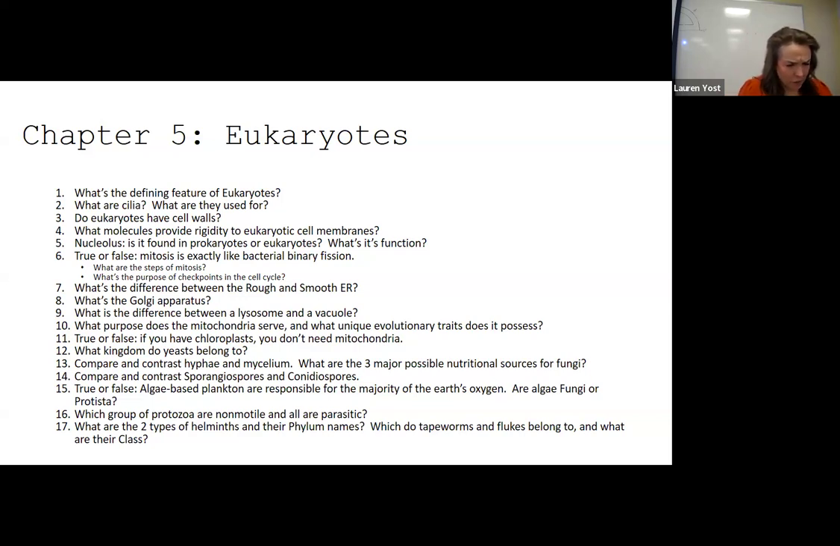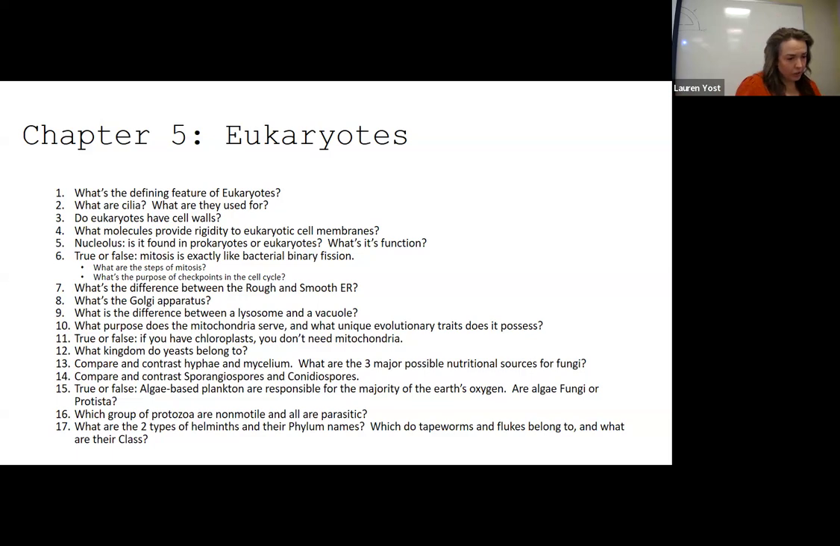What are the three major possible nutritional sources for fungi? We had the saprobes that are going to break down the dead and decaying things. We had the opportunistic pathogens. And then we have the ones that are just true heterotrophs. They're not going to be anything pathogenic about them, but they're not breaking down dead things either. So that's just the other category.